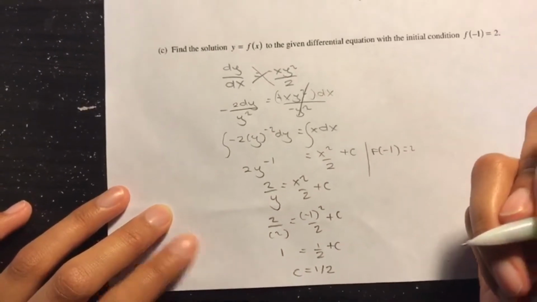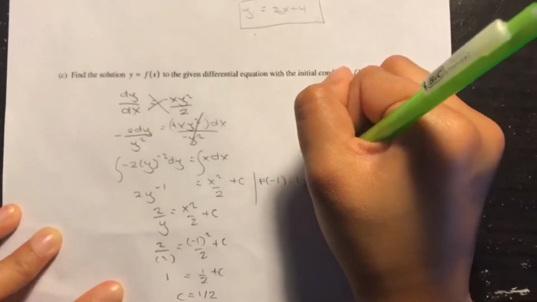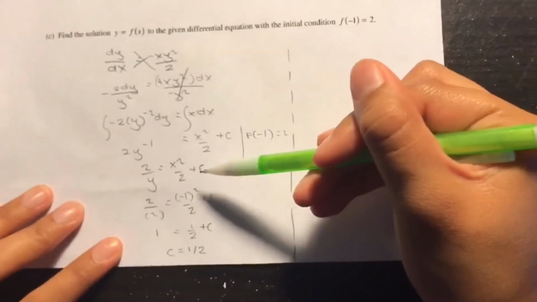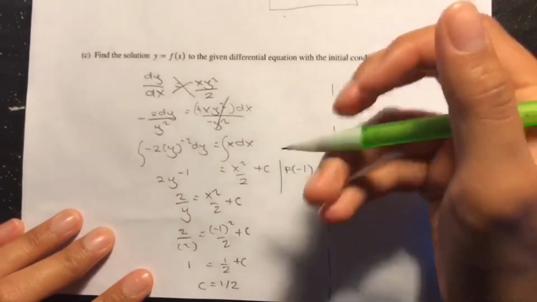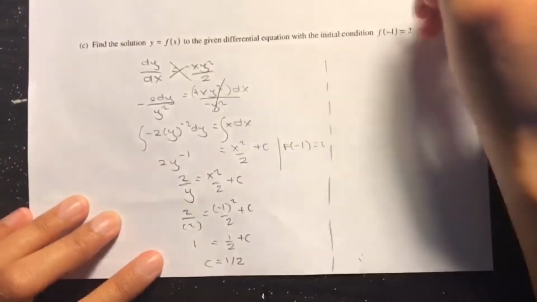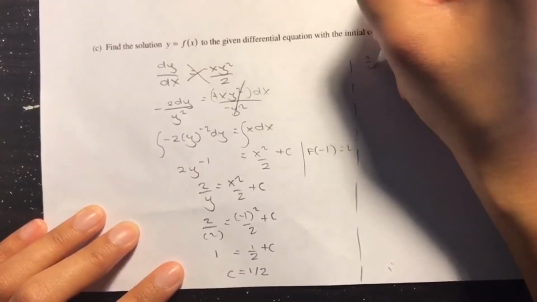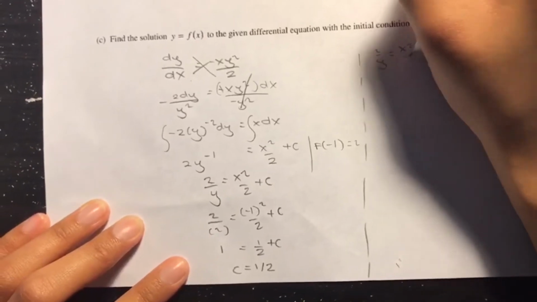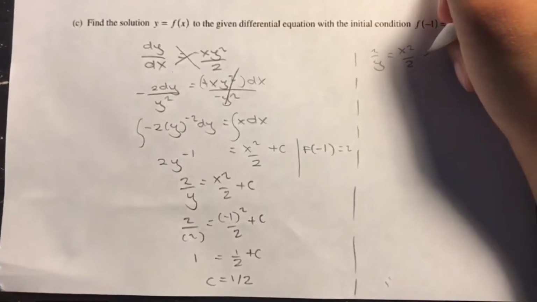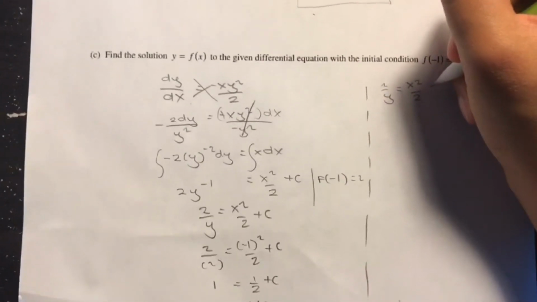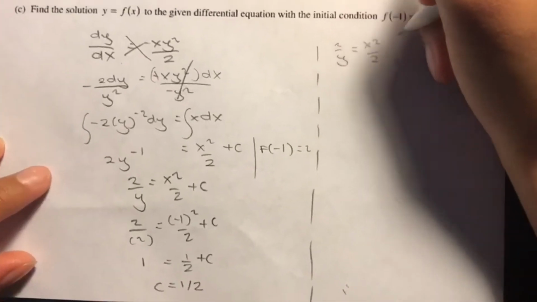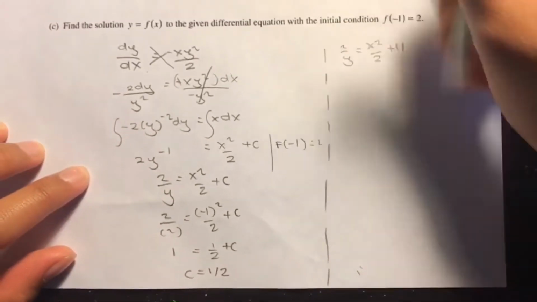Alright, so now that we have c, let's create a little section over here. Let's plug it back into this so that we can find our solution. So we have 2 over y is equal to x squared over 2 plus c. But we already solved for c, so c is equal to 1/2.